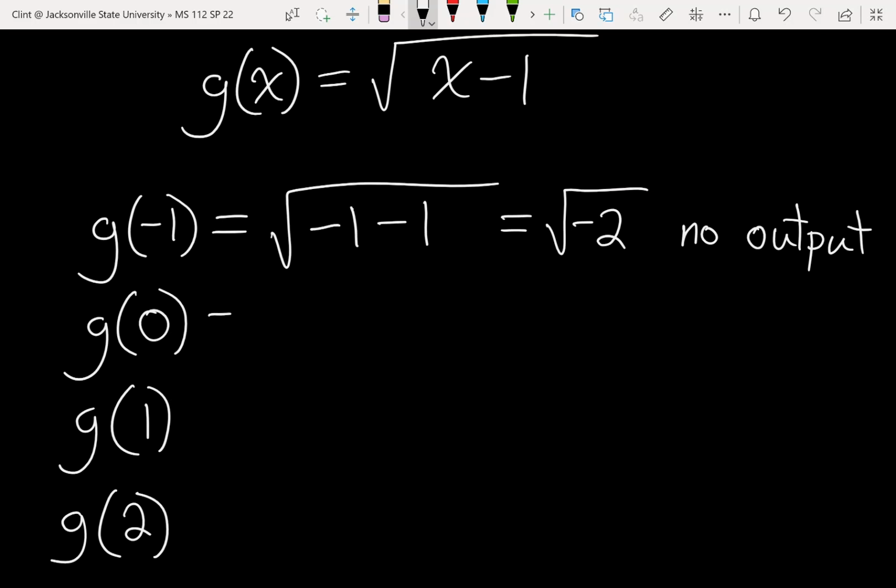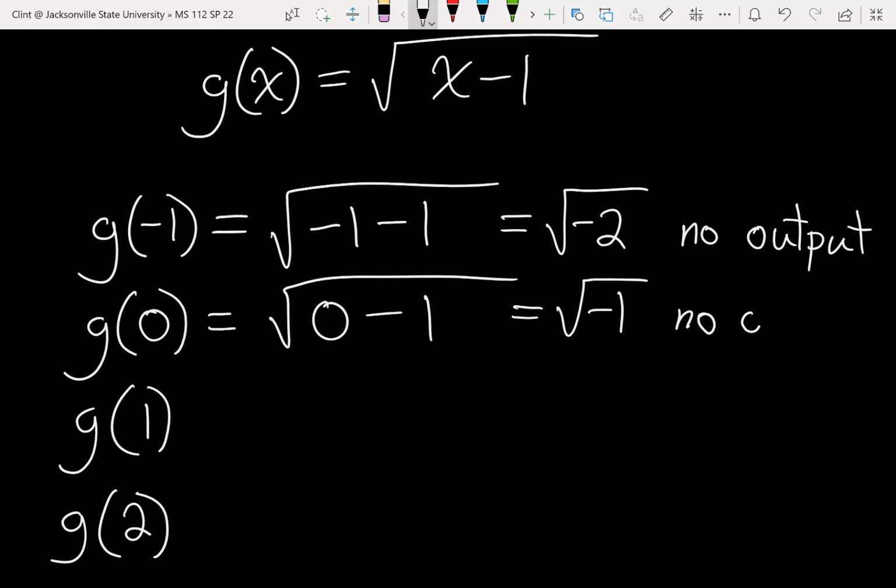Same thing happens if we try 0. Then we'll get the square root of -1. We know we could call that i, but since we're only dealing with real numbers here, we would say no output. So it's possible that you could try to plug in some input value and it not work. That's okay. We're going to have some terminology for those values in just a second.